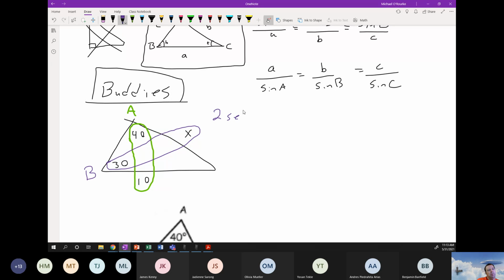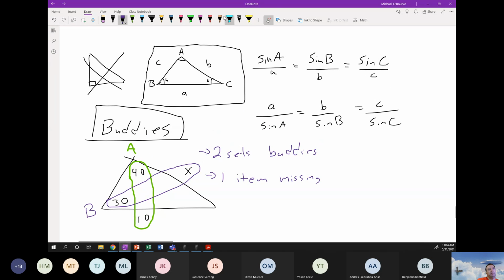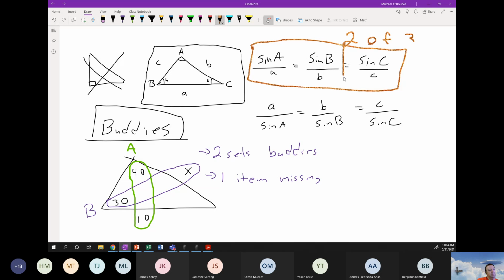If you have two sets of buddies and one item missing, that is when you use sine law. I refer to buddies as an angle and a side, and an angle and a side. So here is all of sine law. This whole big thing is sine law, but you only need 2 of 3. We only need 2 of these 3 buddies. In this case we have A and B, we don't need C, so we can just ignore it essentially. But you always need 2 of 3.